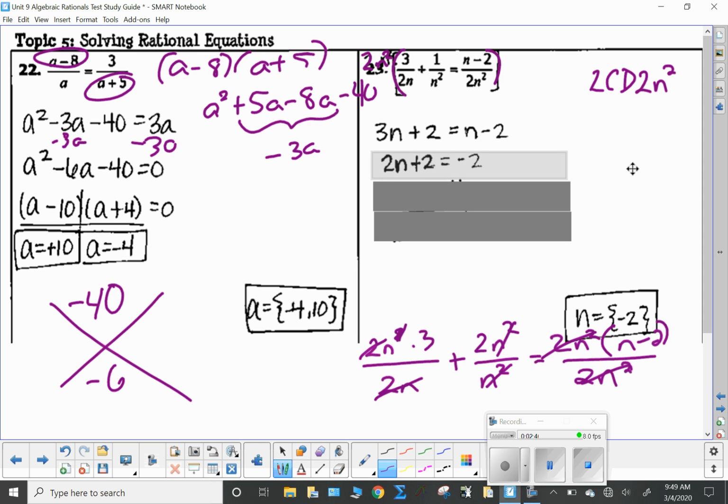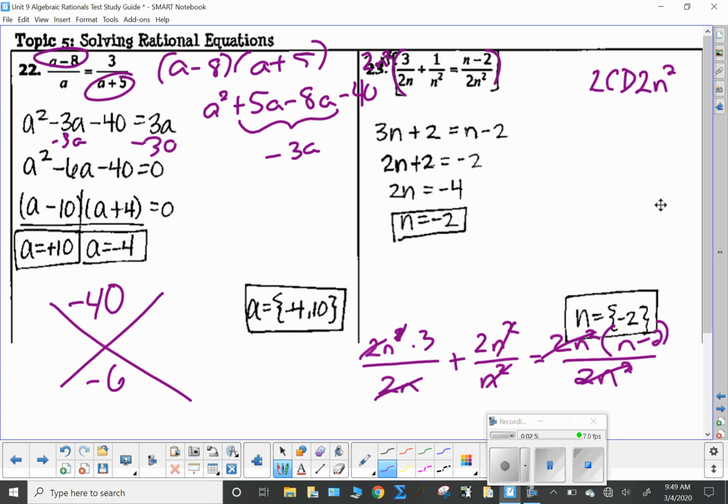Now I subtract n from both sides, then I subtract 2, because I'm solving for n, and then I divide both sides by 2, and I get negative 2. Okay, so multiply through by the least common denominator. If you can't cross multiply, if you don't have a fraction equals a fraction, then you need to multiply the whole equation, every term, by a least common denominator.